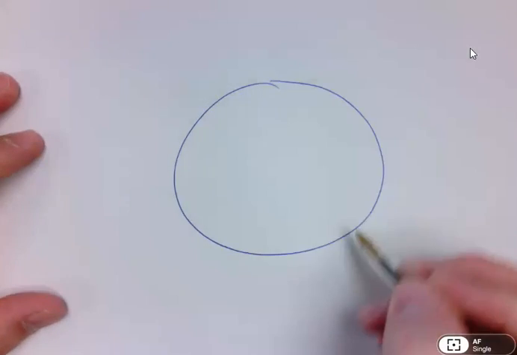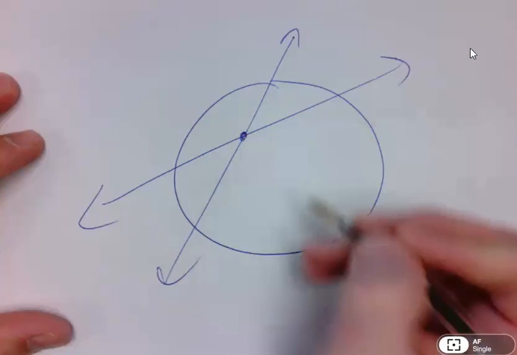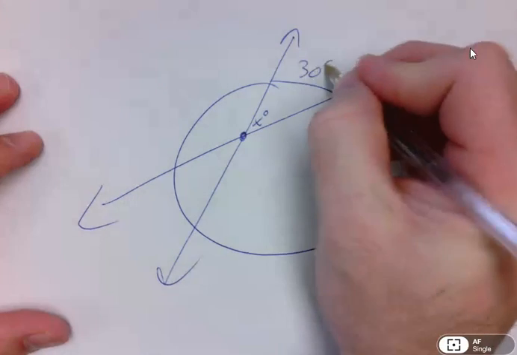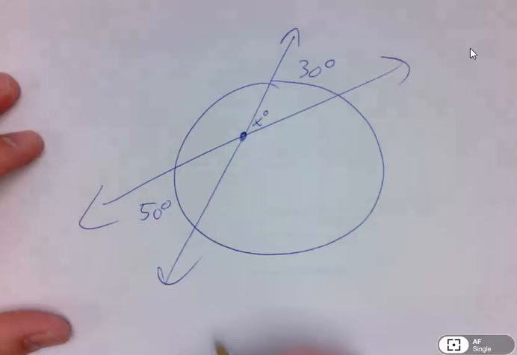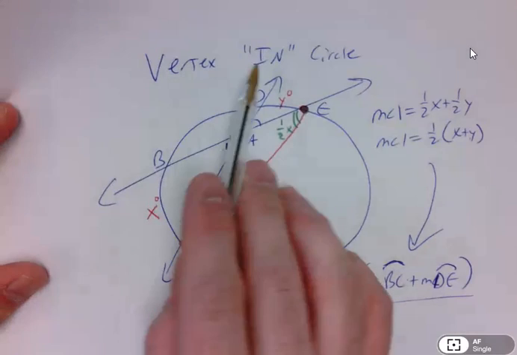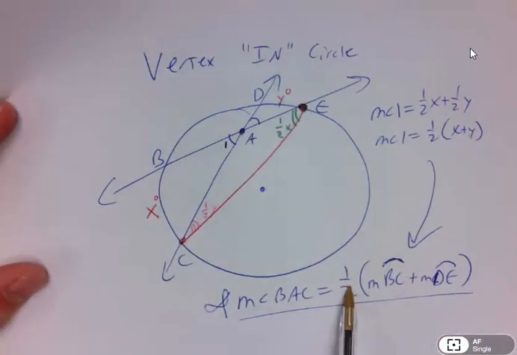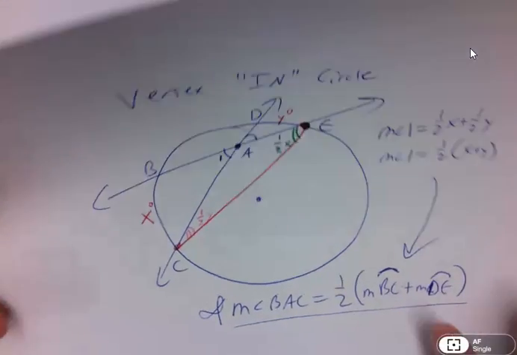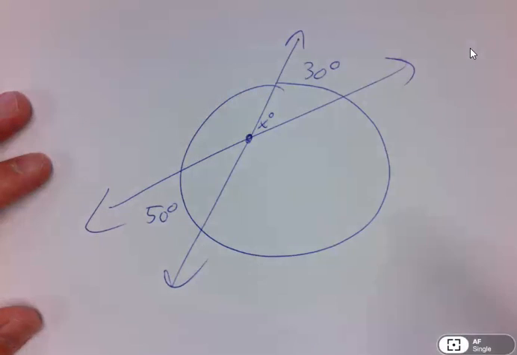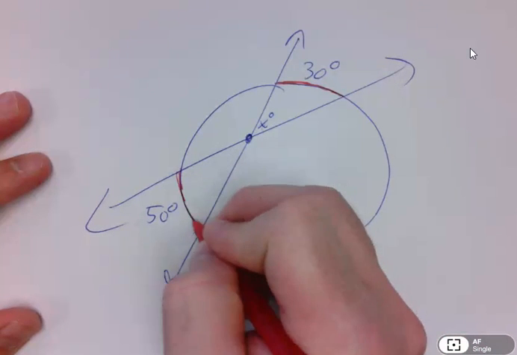So let's say you have a picture that looks like this. Again, you recognize the vertex is in the circle. This is what they're telling you to solve for, and they give you this is 30 degrees, and this is 50 degrees. Well, if we apply our new rule, where the vertex is inside the circle, I know that the angle I'm looking for is always half of the two arcs combined. So the two arcs combined are the arcs that it hits. So it's hitting this arc here, and its vertical angle is hitting this arc. Those are the two you're looking at.